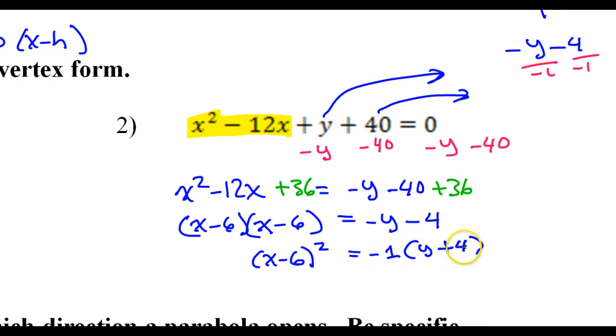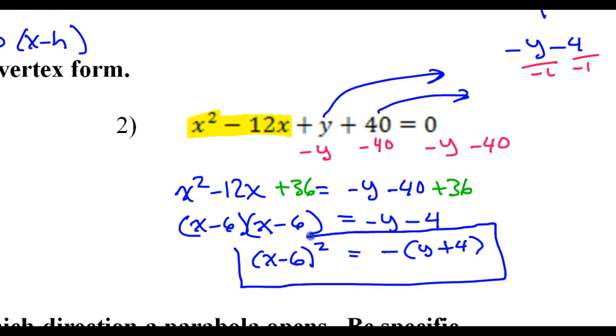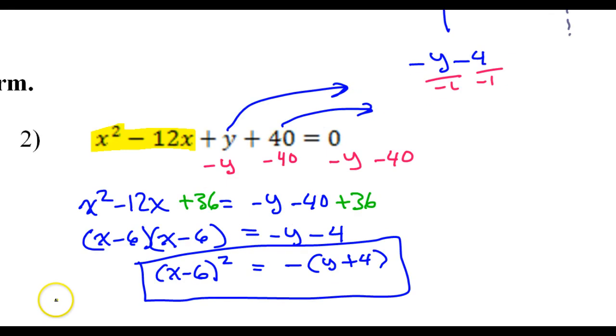Alright, just imagine doing the distributive property. Would it get you back to where you started from? Sure, negative 1 times y is negative y. Negative 1 times positive 4 is negative 4. Okay, so this is the equation in vertex form, except we don't really put the 1 here. We'll just put a negative sign. Okay, so put a box around that, and you are done. Alright, if somebody asked me for the vertex, I would say positive 6, comma, negative 4. Here endeth the lesson.